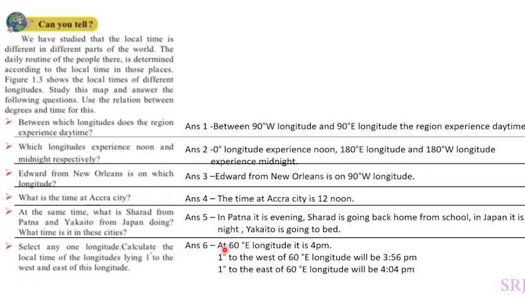So our answer will be: at 60 degree east longitude, it is 4 p.m. 1 degree to the west of 60 degree east longitude will be 3:56 p.m. And 1 degree to the east of 60 degree east longitude will be 4 hours, 4 minutes.